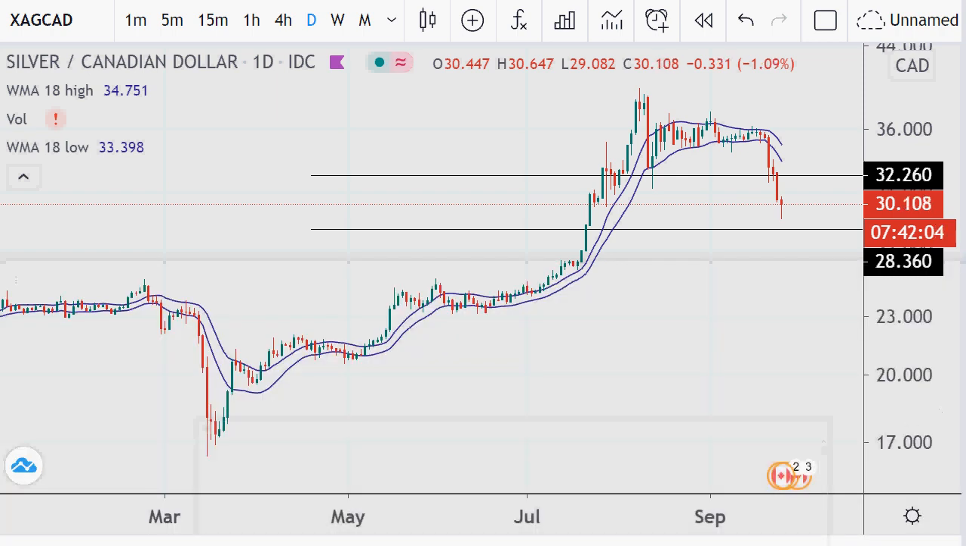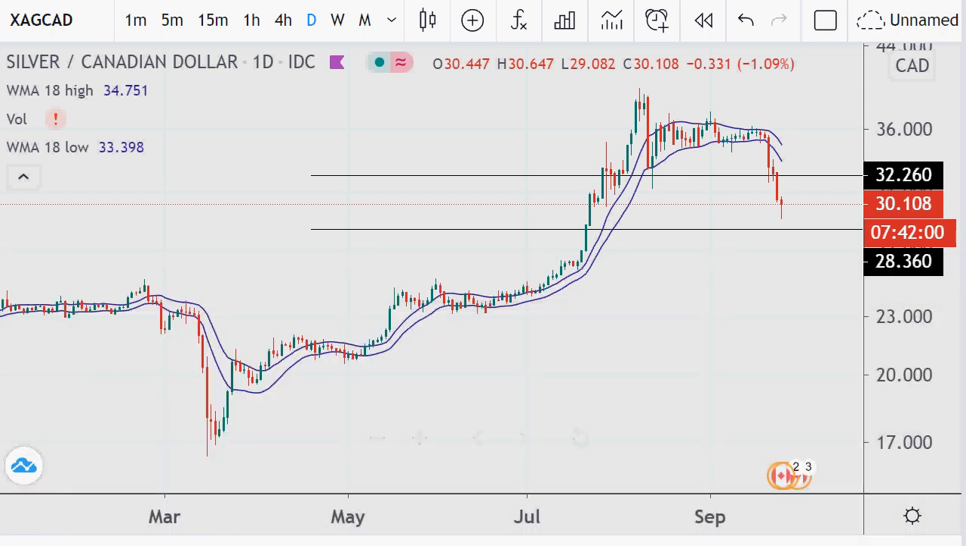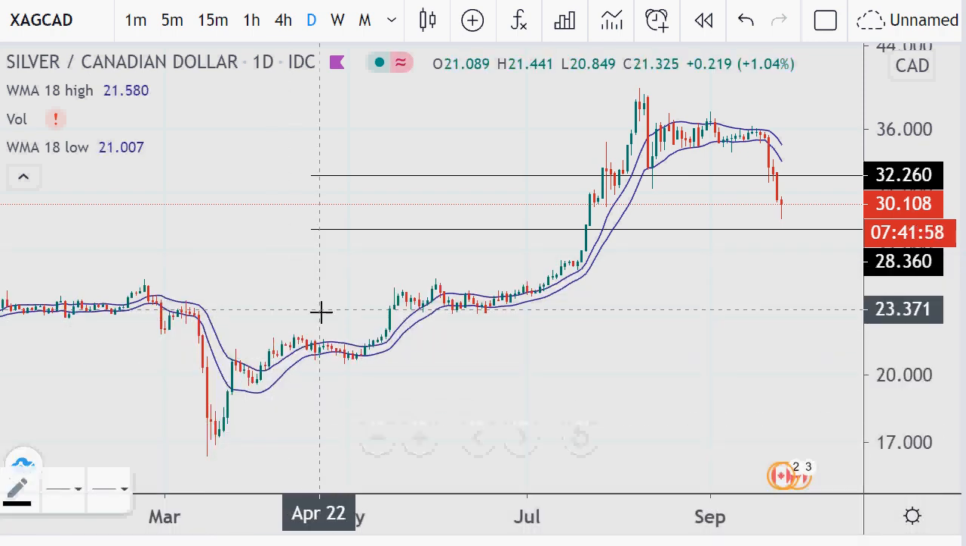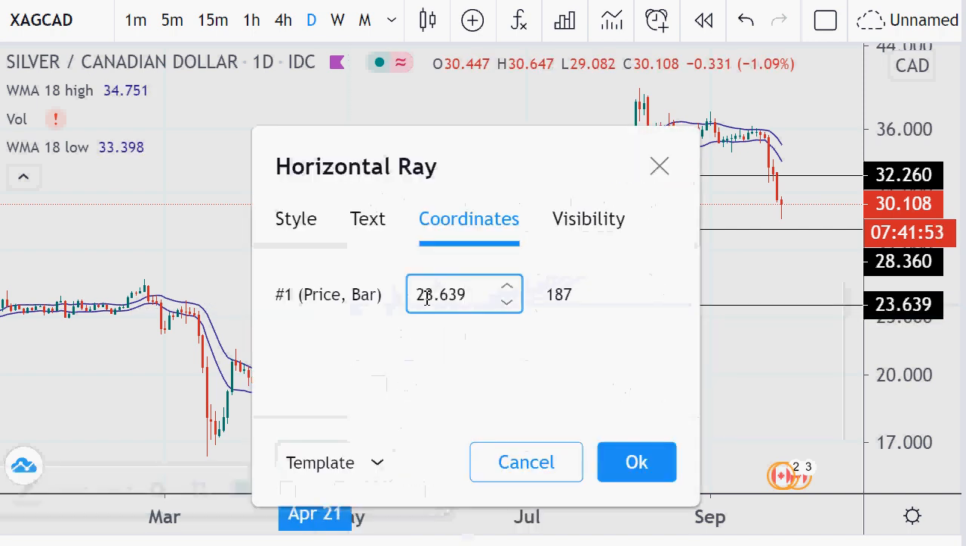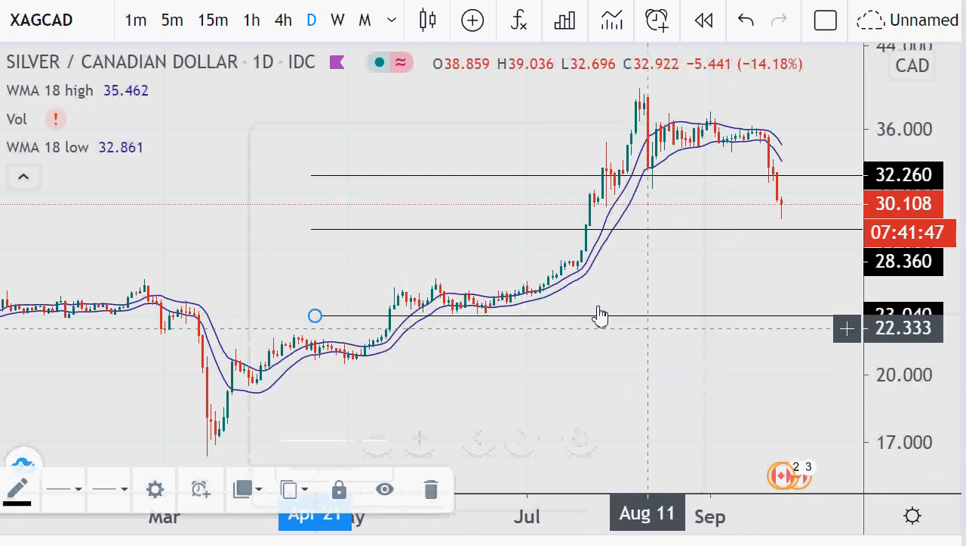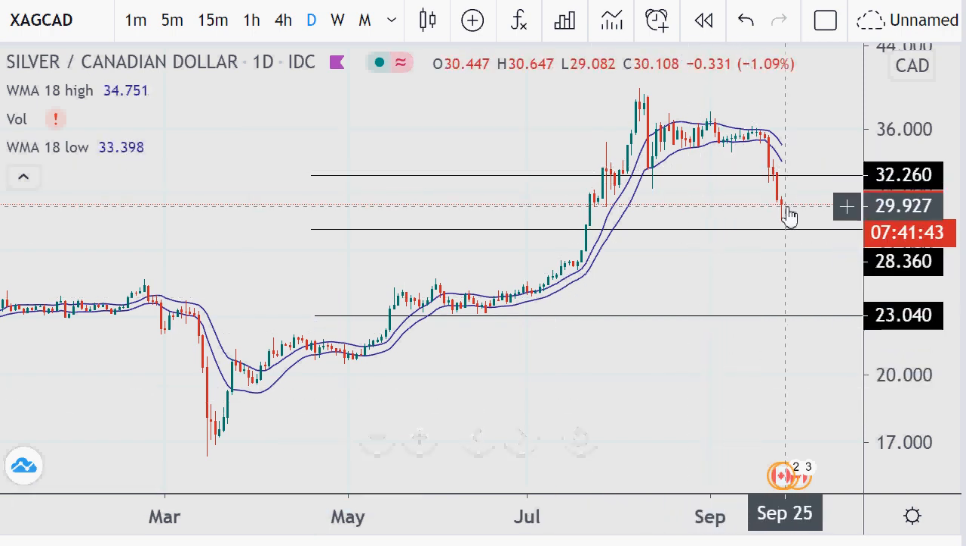So yeah, I'm going to put the fib lines in. That's 2304. And again, I push enter, and then a 0 is an enter, I guess. Anyway, there we go. So those are the key levels that we can see in here.